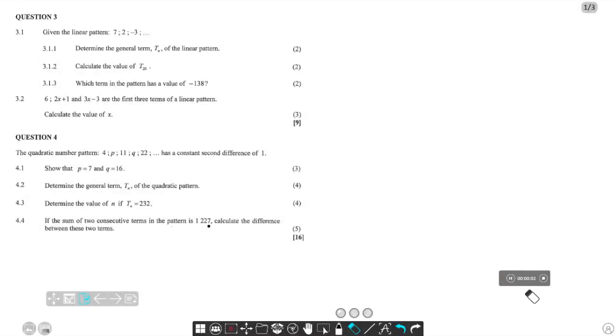Okay, now we're going to question 4. Now, question 4 it's talking about quadratic number patterns, right? Lana sikhuluma ngama-quadratic ke manje. Now, before I go to this question, I have to explain what is going on first, right?